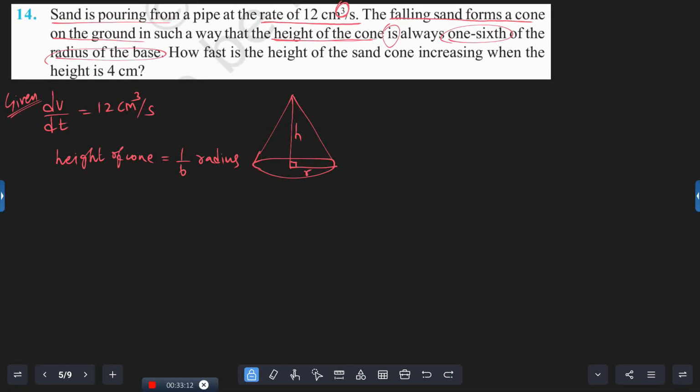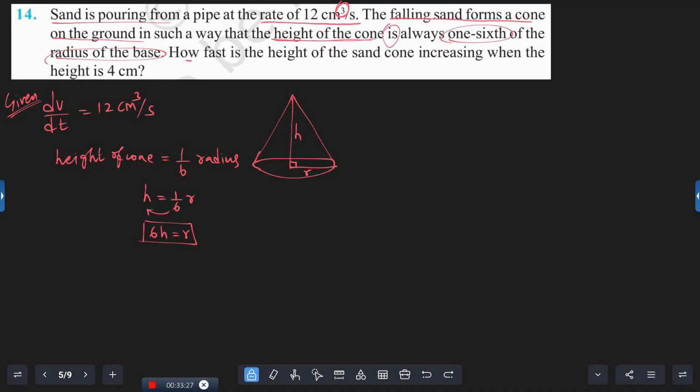Right. 1/6 of radius. That is what? H is equal to 1 by 6 R. So whatever you want, you can convert. 6H is equal to R, also we can write. Or this also if you need, you can use. Based on our wish, we can go.